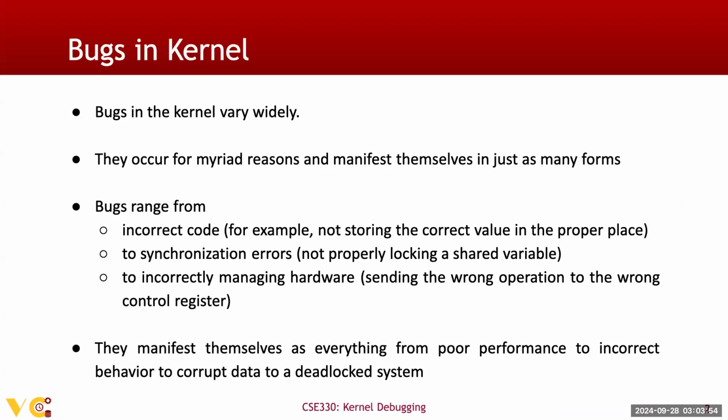Okay. So, like in user space, bugs in the kernel vary widely. But since we're working in kernel space, there's a lot more consequence, and they're also a lot harder to debug. They can appear for many different reasons, from incorrect code, like logic errors, to synchronization issues, with the emergence of semaphores in project 3. It's very likely you might encounter these types of issues. Since we're working in kernel space, it's a lot more low level, so there's also hardware management at a lower level versus in user space. Ultimately these bugs can manifest themselves in many different side effects, from poor performance to incorrect behavior.